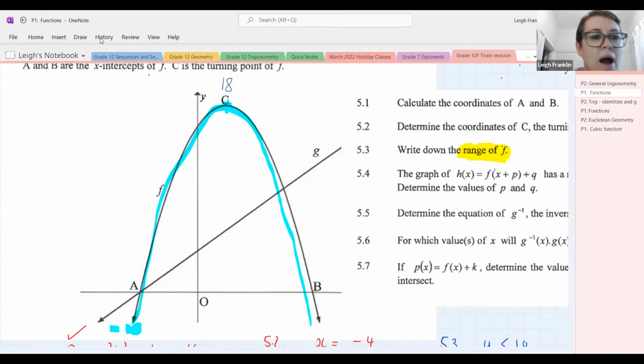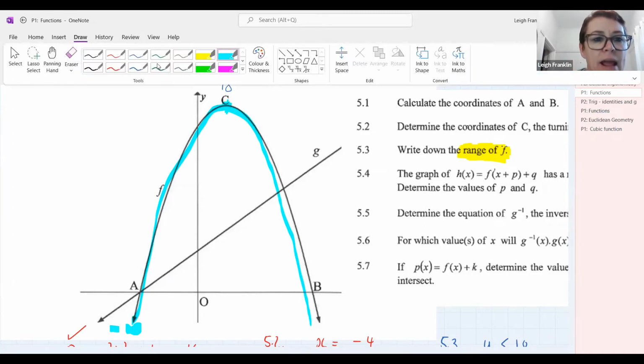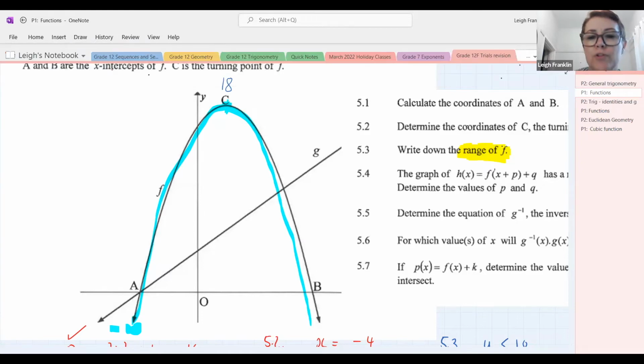So that's why we say that every y value on this graph can be any number from negative infinity up to 18. So that means the range must be any number that is smaller than or equal to 18, because 18 is the biggest. Does that make sense to everybody why that would be the range? Yes. Okay, thanks, Carol.